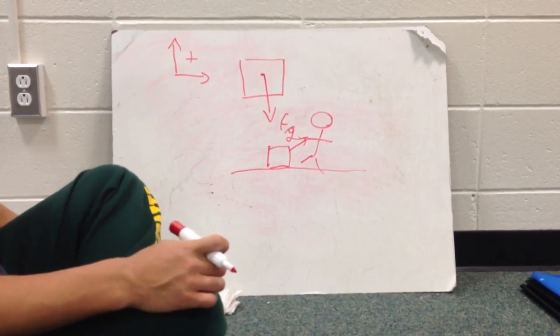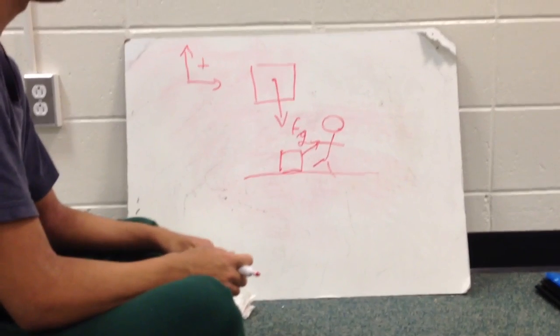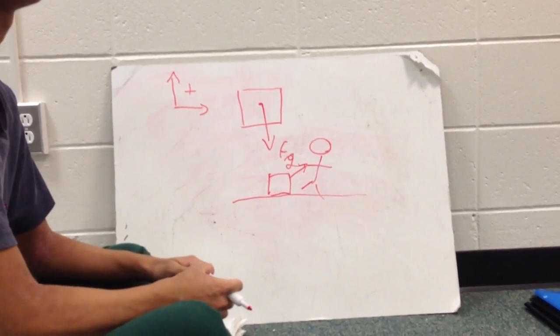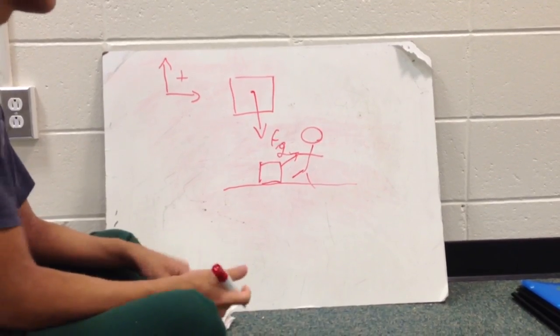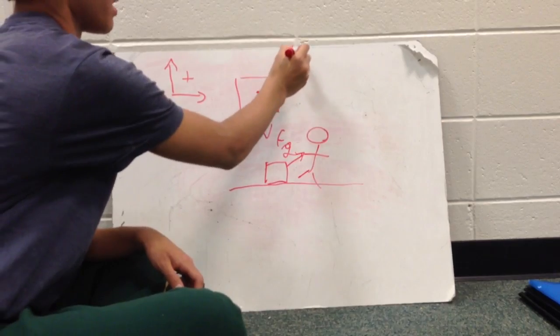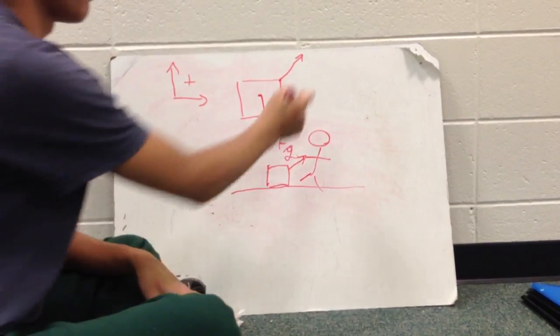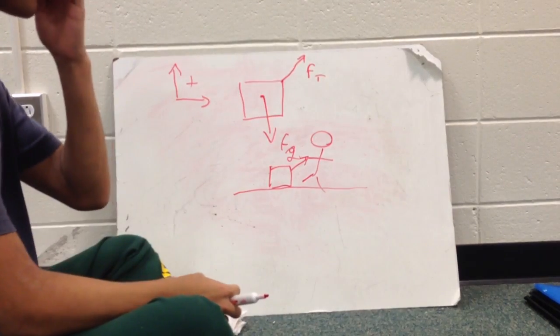So now we have to think about contact forces after the field forces. And what is the box in contact with? Well, it's in contact with the rope that the guy is pulling with. And that comes from the tip of the box and goes in that direction. And that is the force of tension from the rope.